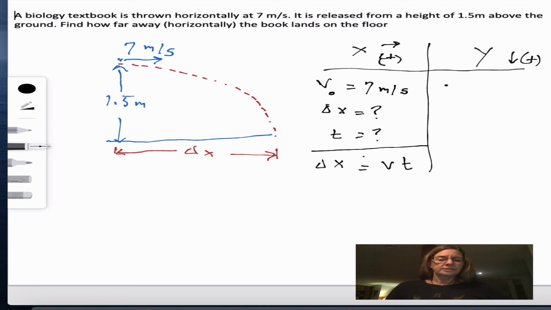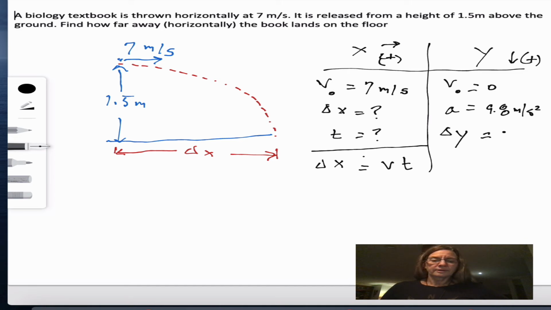In the vertical direction, we know that the initial velocity is 0. The acceleration is 9.8 meters per second squared. And the displacement, which I'm going to label delta y. This is a new variable, but it's similar to our horizontal displacement delta x. But just to be clear that we're talking about the vertical now, delta y is equal to 1.5 meters.